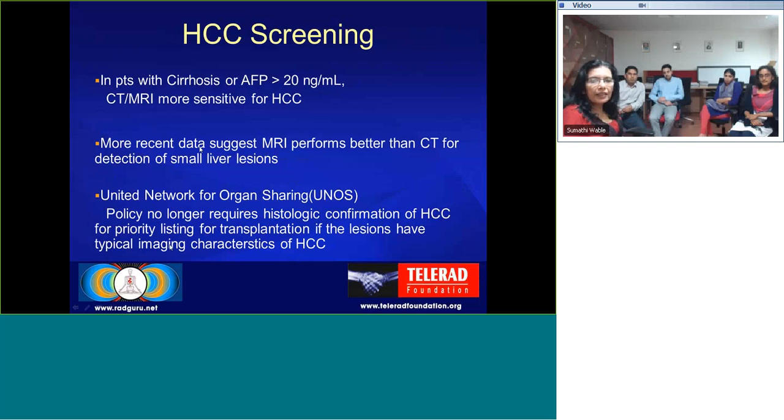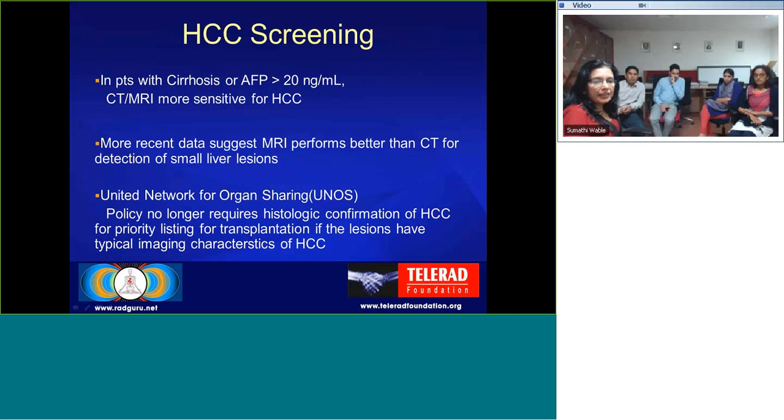The other factor that is very important for us as radiologists to recognize and diagnose HCC is UNOS, the United Network for Organ Sharing. Their policy is what is followed by all transplant centers in the U.S. So the UNOS policy, this is very important for us in practice, is that they don't require histologic confirmation of HCC for bumping their patients up and down the transplant list.